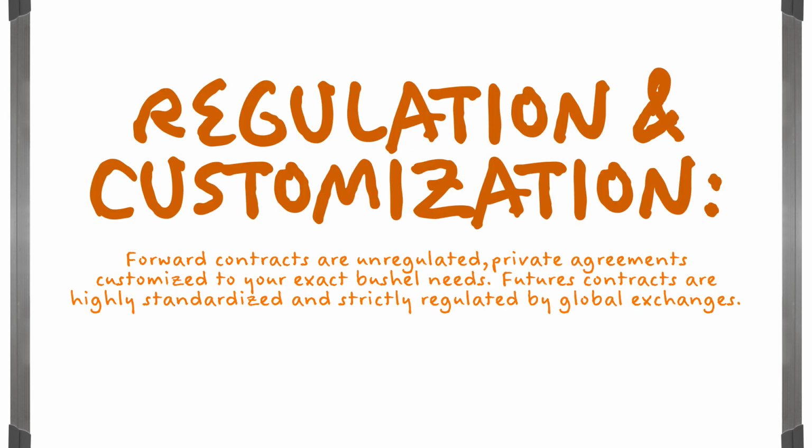And the third is regulations and customization. Forward contracts are unregulated, private agreements customized to your exact bushel needs, while futures contracts are highly standardized and strictly regulated by global exchanges. Both forward contracting and hedging have their own advantages and disadvantages. Understanding the difference allows producers to know when either method of protecting price risk best fits their operation.